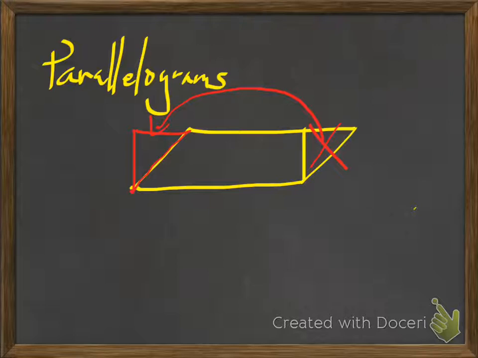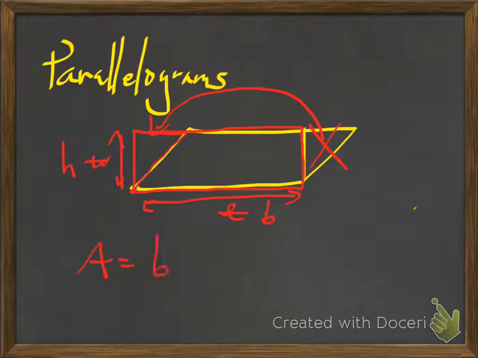Now if you look at the figure, what kind of figure is this? Rectangle. It's a rectangle, and the area of a rectangle is its height times its base, or you can think of this as the width times the length. We're going to think of it as height and base, and the area of a parallelogram is going to be the base times the height.